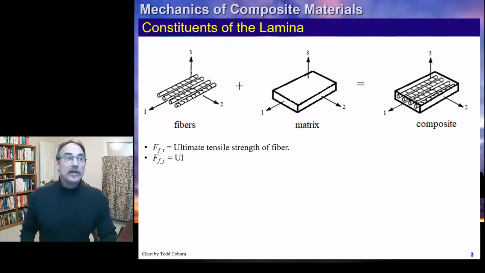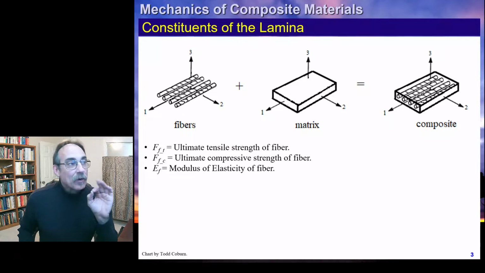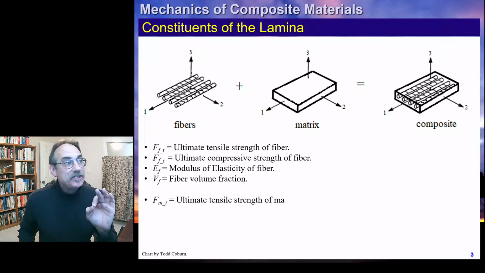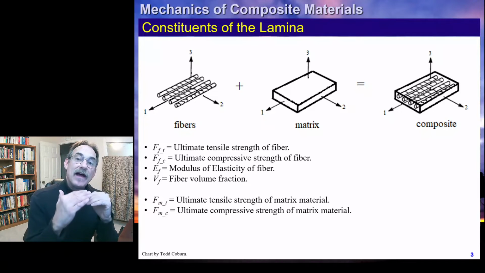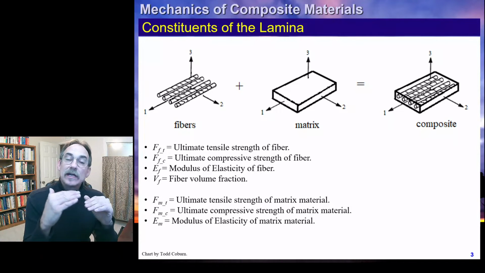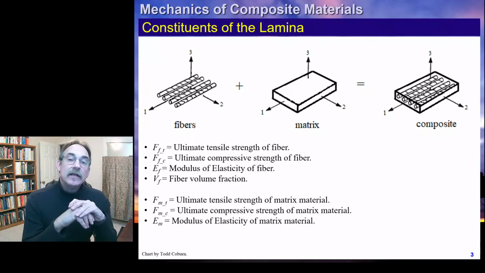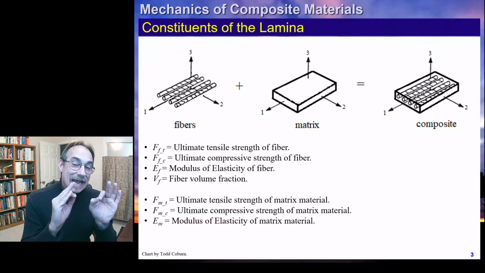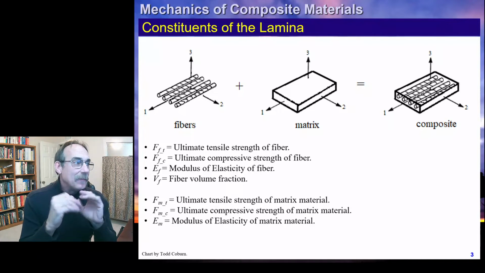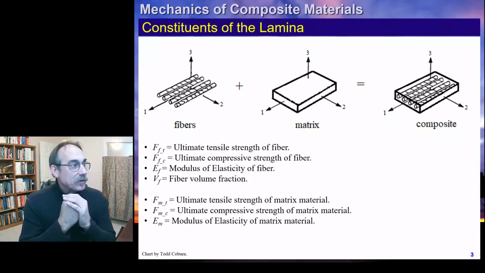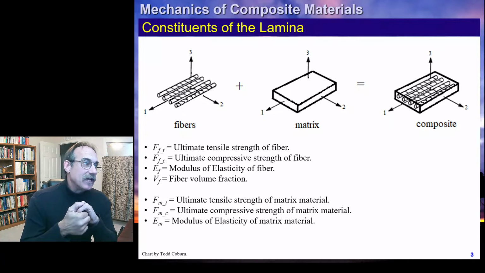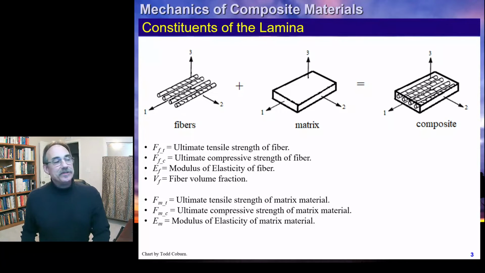Once again, we're going to be looking at the lamina, and we're going to be looking at the properties of the constituents. We're going to be focused on fiber reinforced lamina, so we're going to have a fiber material and a matrix material. And we're going to use the nomenclature, once again, capital F for allowable. We're going to use a subscript F for fiber, M for matrix, and T and C for tension and compression, as you see here.